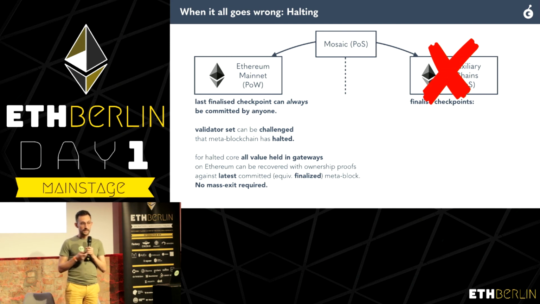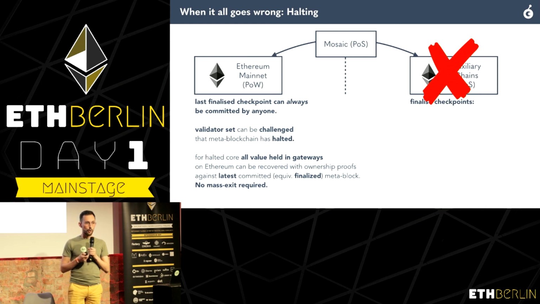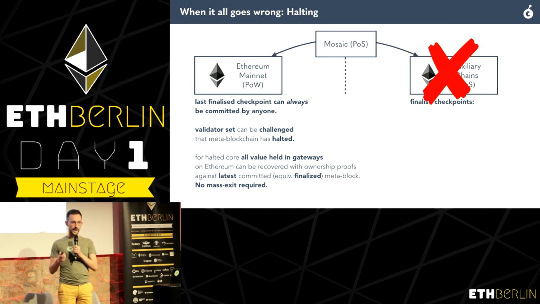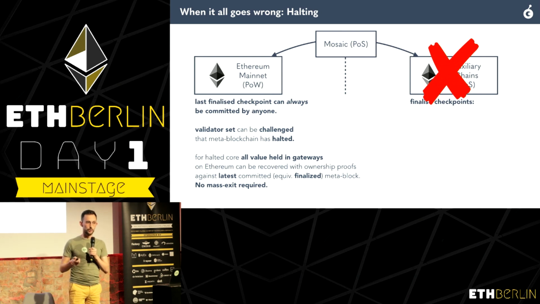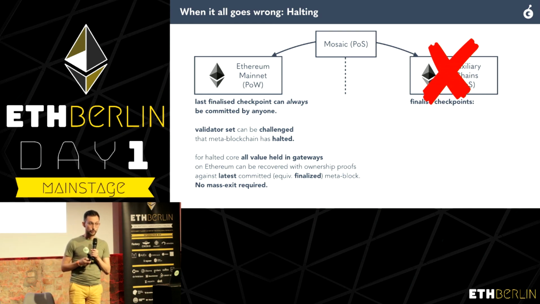Because now any last finalized checkpoint can always be brought by anyone to be a committed state on Ethereum. The validator set can be challenged that the meta blockchain has halted, and all the value was always on Ethereum itself. So whether you come back 1 week later or 1 year later or 10 years later, of the value you had or the state you had on the auxiliary system, you can always now present the proof that you had those tokens and release them from the gateway contract and recover them. So there's no mass exit problem either.